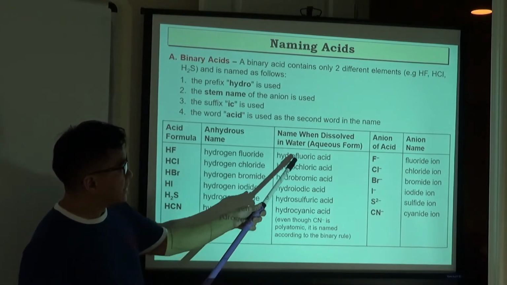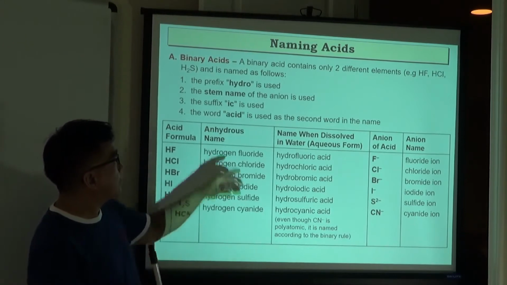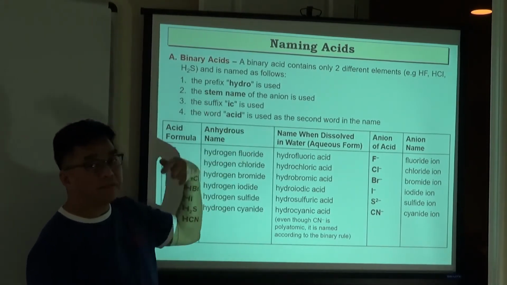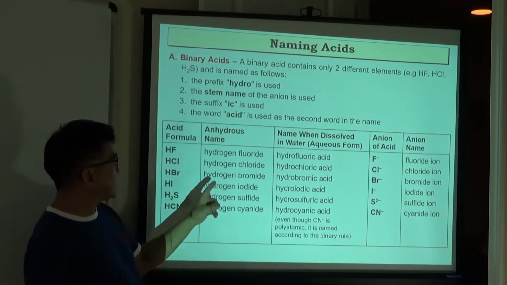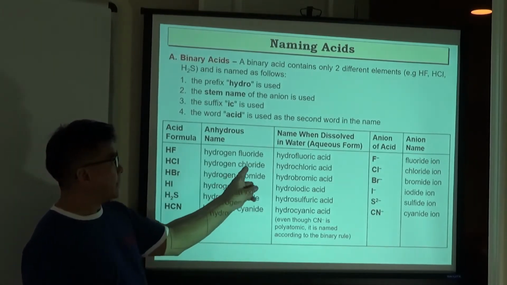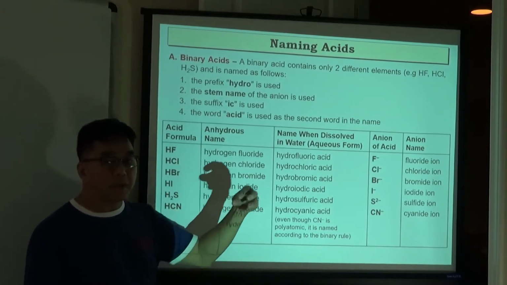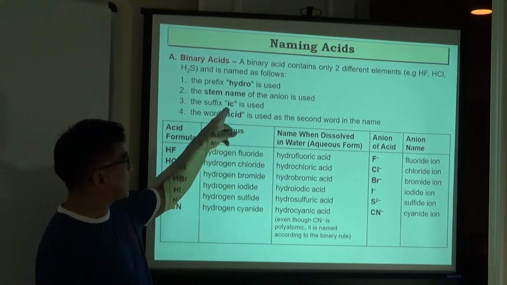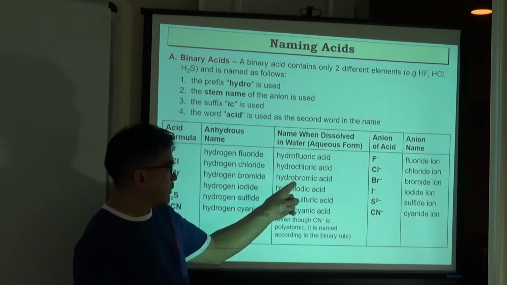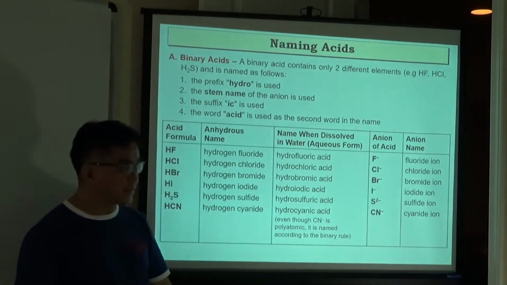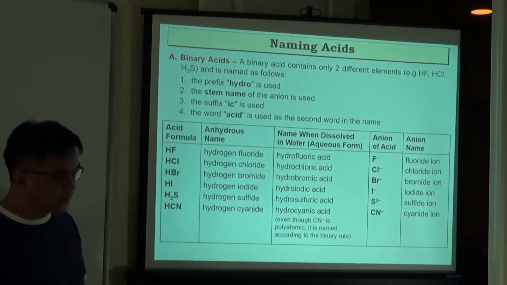So the naming when they dissolve in water is you name with the prefix hydro. Prefix means that the term that comes before. Hydro means water, and then you use a stem name. So for example, chlorine, the stem name is chlor. Okay, and then the suffix, it means that the term that comes after, the suffix is ic plus acid. So hydrochloric acid, hydrobromic acid, hydroiodic acid. Okay, and so that's the naming of binary acids.